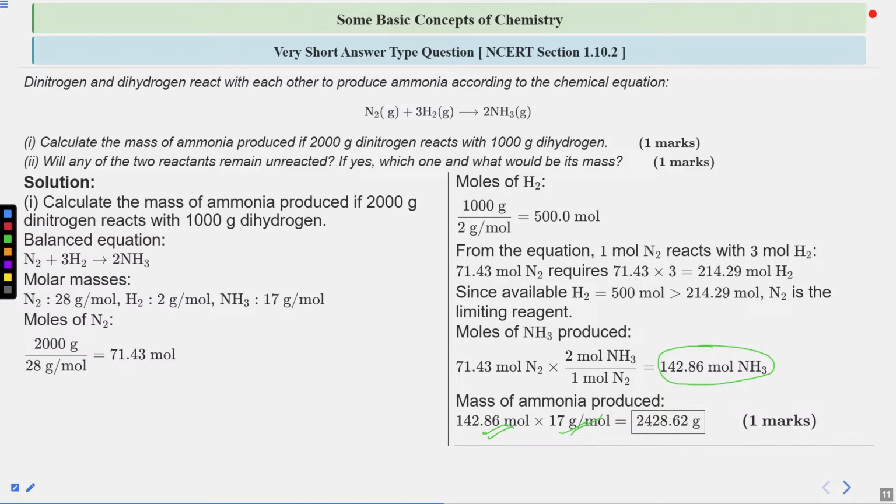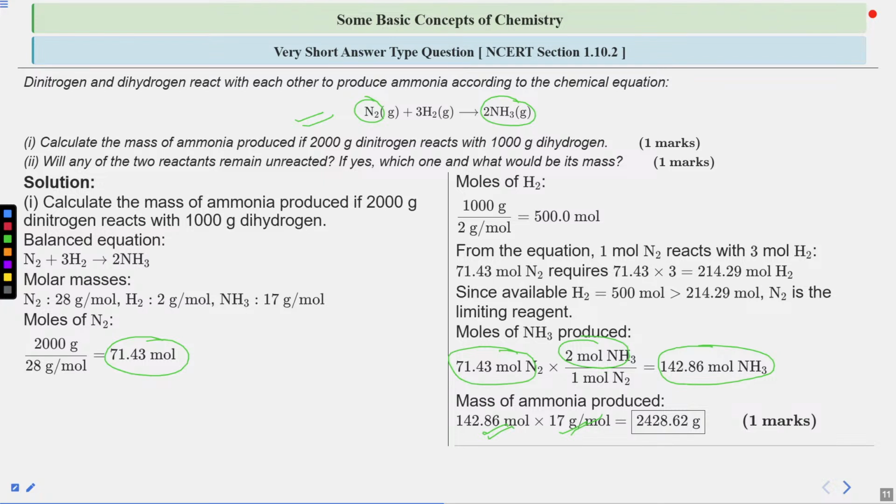Okay, very good. So we know that 1 mole of nitrogen is producing 2 moles of ammonia from this equation. That means 2 moles of nitrogen will produce 4 moles of ammonia. Simple. Multiply 2 and 2, you will get 4. But what about 71.43 mole? Then for 71.43 mole, you have to multiply with 2 to get the number of moles of ammonia that will be formed.